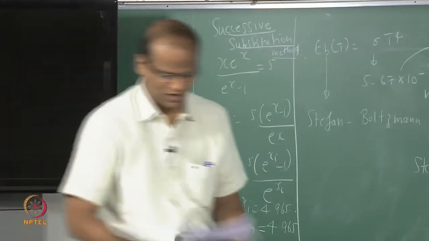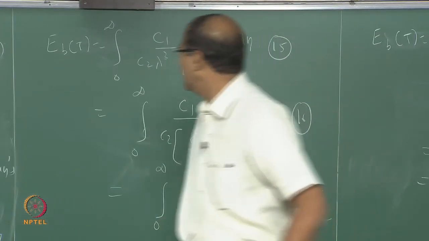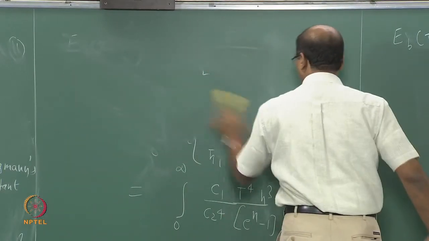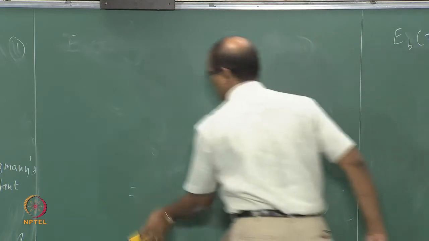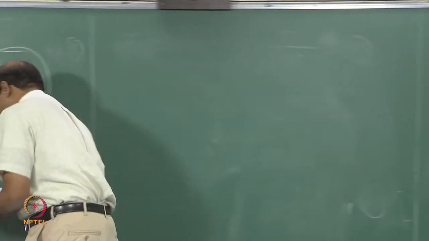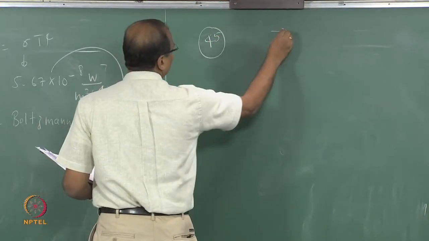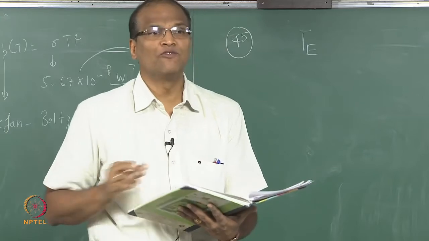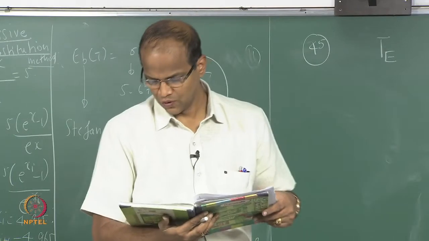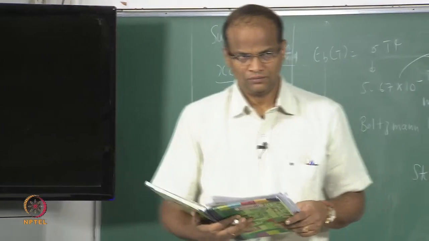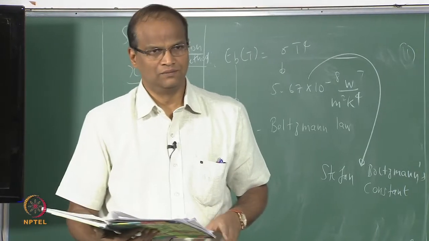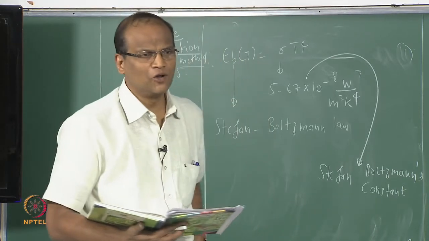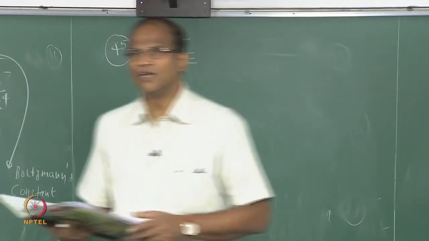Problem 45. Calculate the equivalent black body temperature TE of the solar photosphere, bracket, outermost visible layer of the sun. Solar photosphere is the outermost visible layer of the sun, based on the following information.